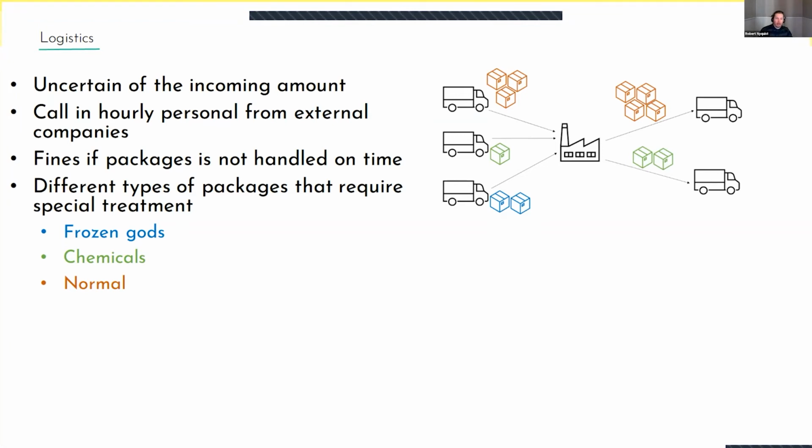And the third part of this is that you have 3 different types of packages that require special treatment. They have frozen goods, chemicals, and normal, which doesn't need special treatment. But for frozen goods and chemicals, only personnel who have education in handling those types of packages are allowed to handle them. So that also makes the planning much harder.